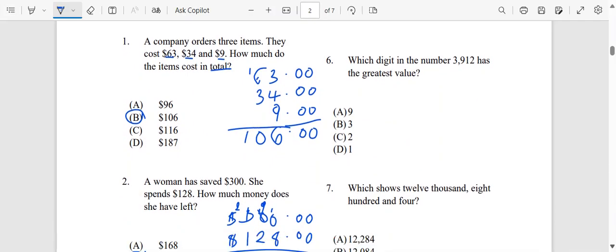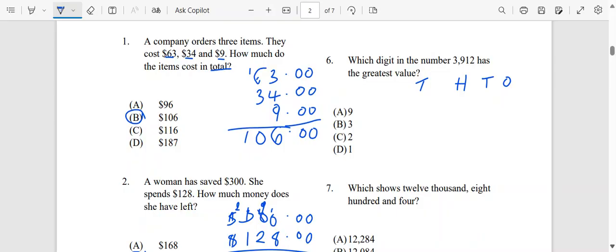Which digit in the number 3912 has the greatest value? Again, this is a place value question. And for emphasis, we're going to just put up our place value chart. So we have a 1 here, we have a 10, we have 100, we have 1,000. And we're just going to write on the different digits.